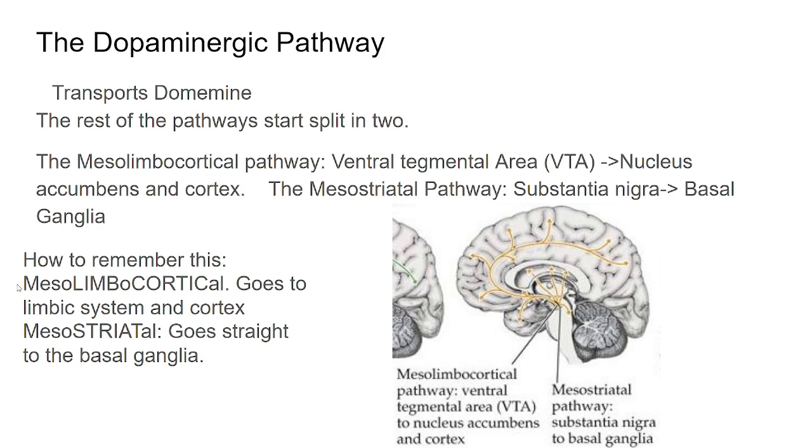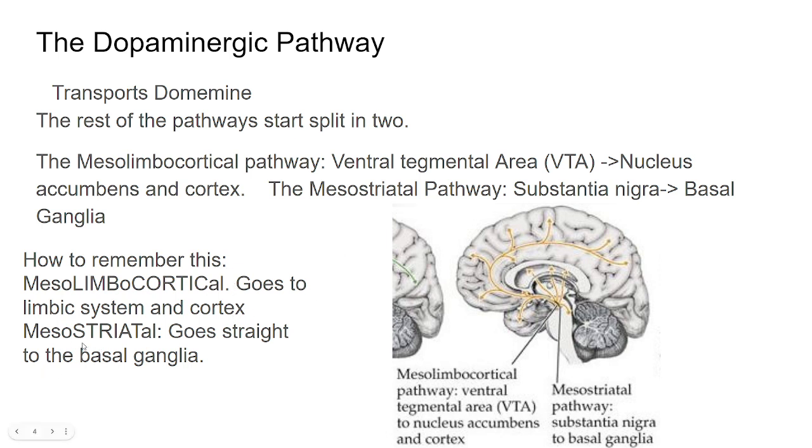But what's been helping me is the mesolimbocortical goes to the limbic system and the cortex. The limbic system in the book is talked about as being similar to the accumbens. And also it splits off, looking like limbs, like little arms or something. So that's how I like to remember it. And then limbo and cortical are both in the word.